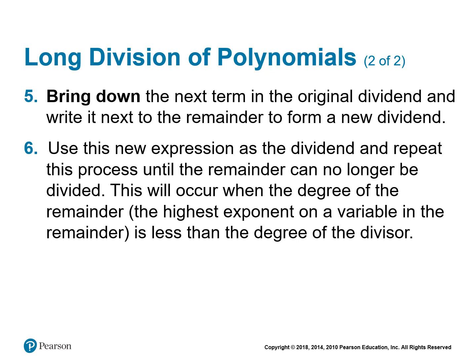In step 5, we bring down the next term in the original dividend and write it next to the remainder to form a new dividend. Use this new expression as the dividend and repeat this process until the remainder can no longer be divided. This will occur when the degree of the remainder is less than the degree of the divisor, and that's where we can stop. All right.